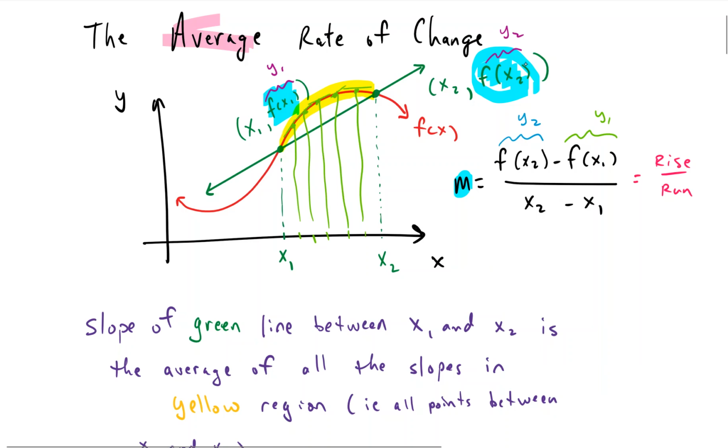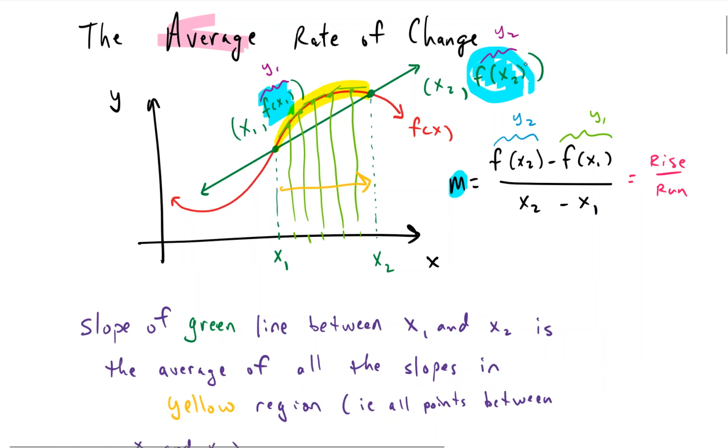So if you took all of them in this entire area between x1 and x2, took all the slopes on the red curve, and you averaged them together, that would actually be the exact same as the slope of this green line. That's really remarkable.